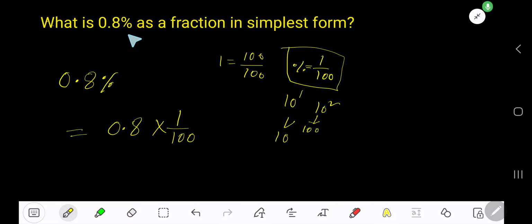What is 0.8% as a fraction in simplest form? So look, we can rewrite this 0.8% as percent means 1 over 100. Now multiply 1 times 0.8, which means 0.8 divided by 100.